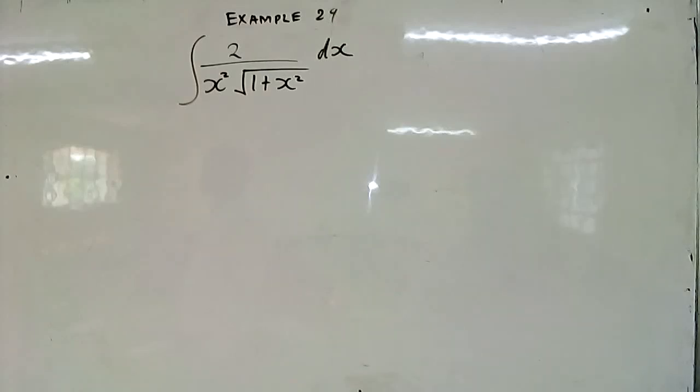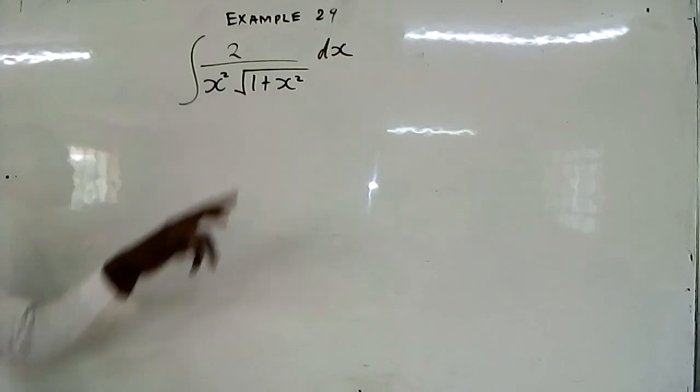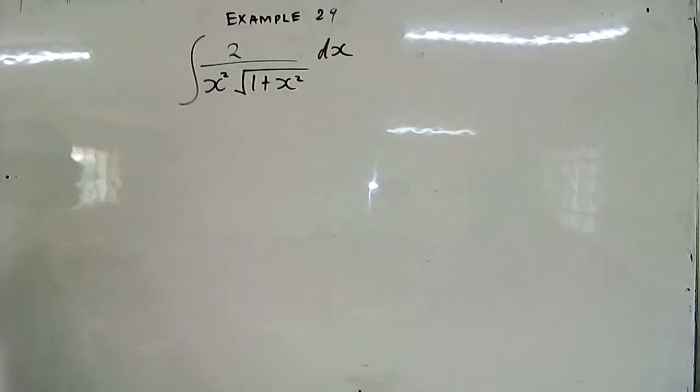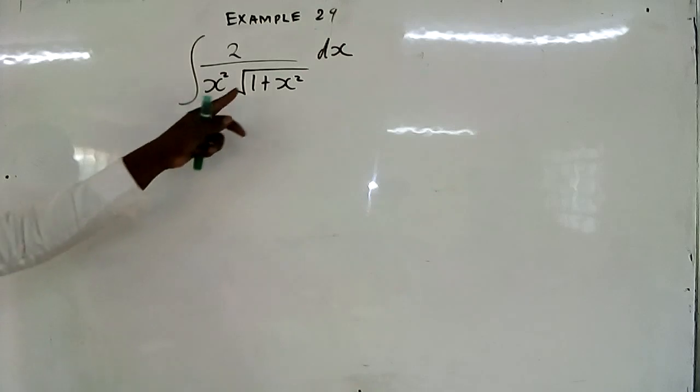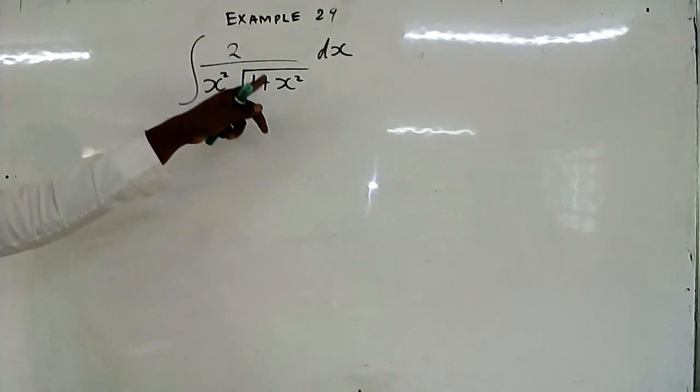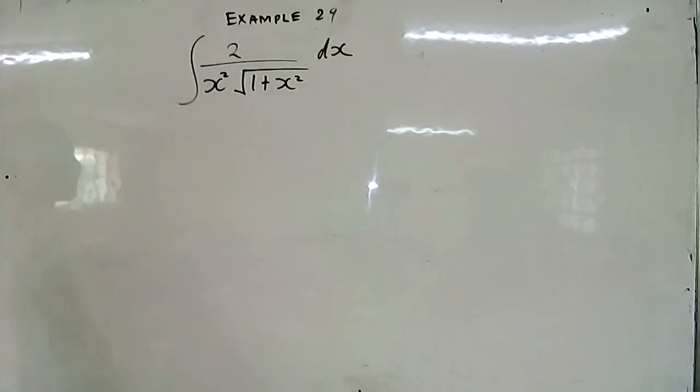Example number 29: evaluate the integral of 2 over x squared times the square root of 1 plus x squared, dx. Anytime you see a root in the denominator, and you are not able to eliminate it using algebraic u substitution, then they are always hyperbolic or trigonometric functions. Are we together? So if you have something like 1 plus x squared, that is a case of a Pythagorean identity.